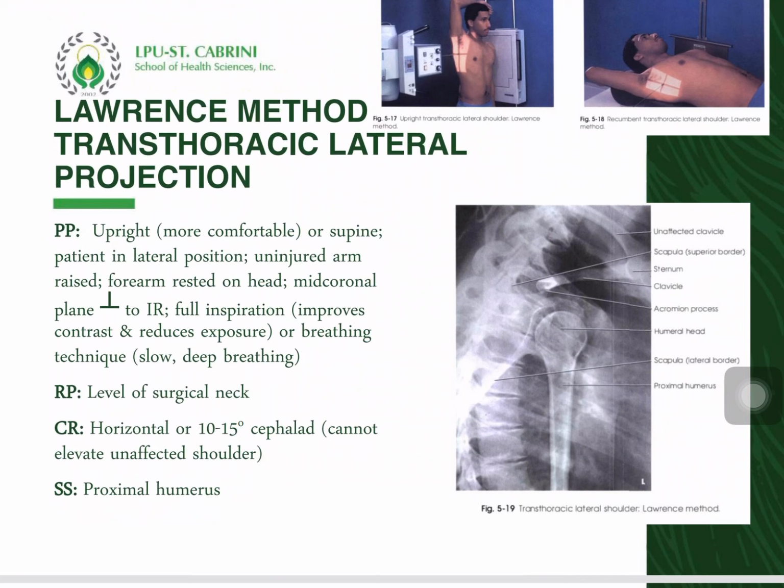So the central ray is directed perpendicular to the image receptor, entering the MCP at the level of the surgical neck. So if the patient can elevate the unaffected shoulder, angle the central ray 10 to 15 degrees cephalad. So this projection will show the lateral image of the shoulder and the proximal humerus projected through the thorax.